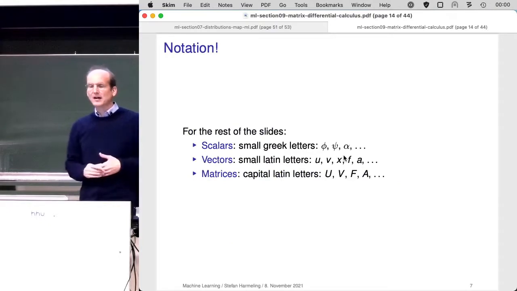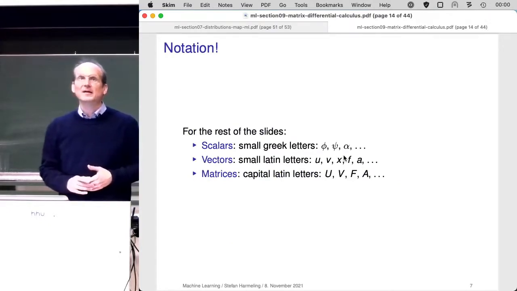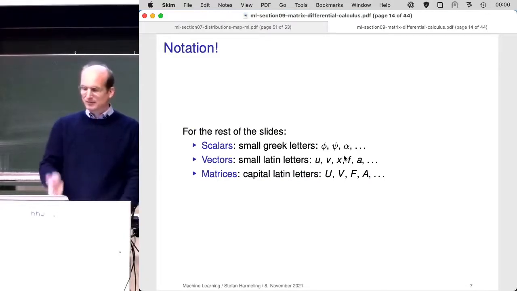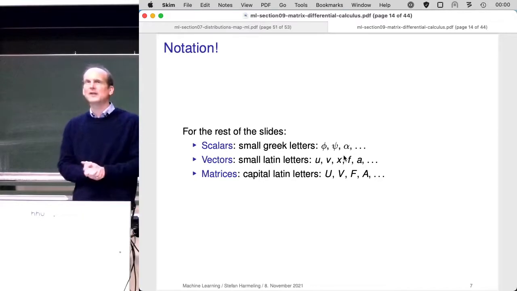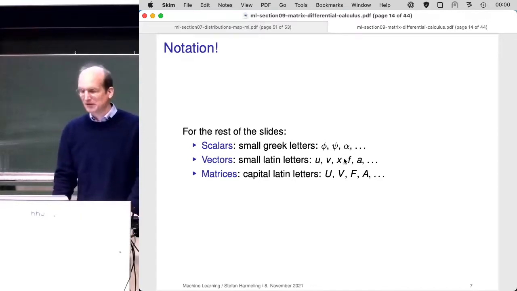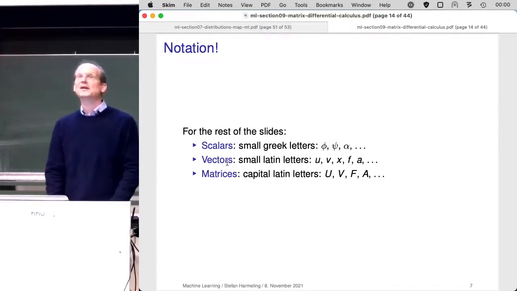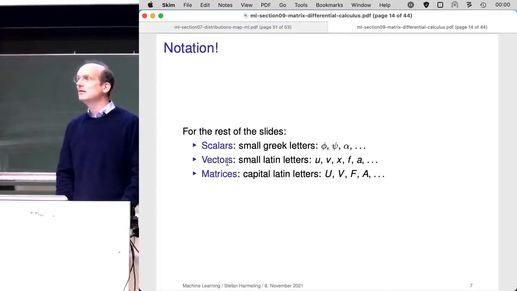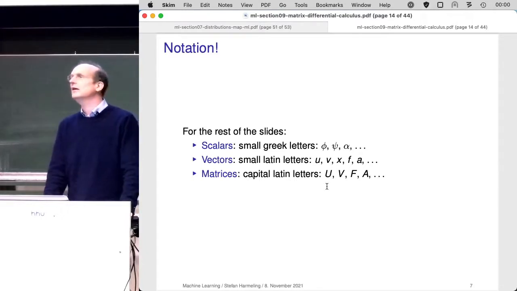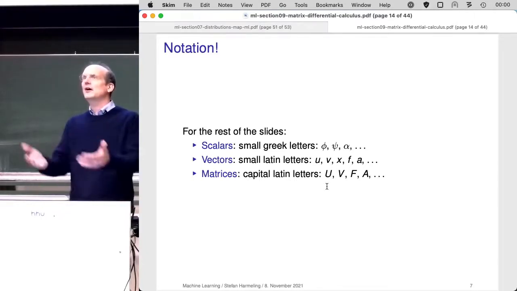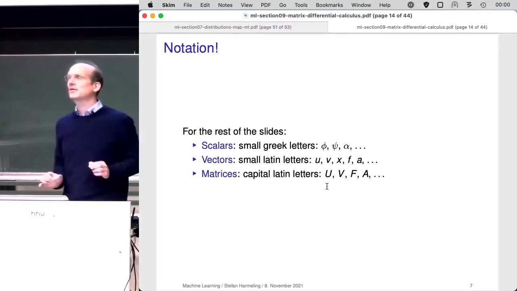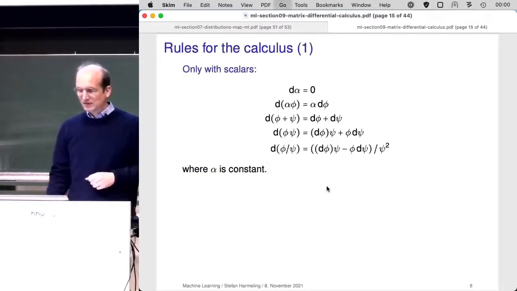Okay, so notation is super important here. So the notation in the rest of the slides, and actually I try to do it often, I try to use this notation when I do derivations on my sheet of paper. I use small Greek letters for scalars, I use small Latin letters for vectors, and they are typically always column vectors for me, okay? And I use capital Latin letters for matrices. Okay, that's super nice because then you always know the type of everything and you can quickly check whether everything is okay. So that is the notation, very important.